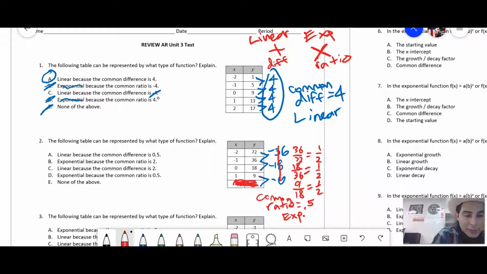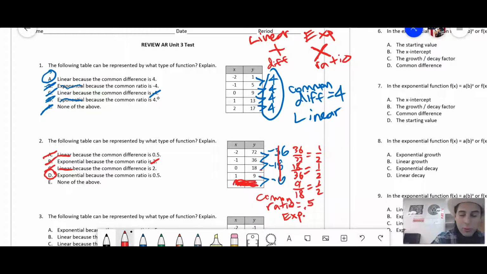So it can't be A because it's not linear. It can't be C because it's not linear, right? We already said it's exponential. So is it exponential because the common ratio is 2, or because the common ratio is 0.5? We know it has to be D because it's getting smaller, so it's a decimal less than 1, 0.5. Again, if you get the numbers switched around, if you do 72 over 36, you're going to get 2, and you might pick letter B, and that would be wrong. It's not 2.